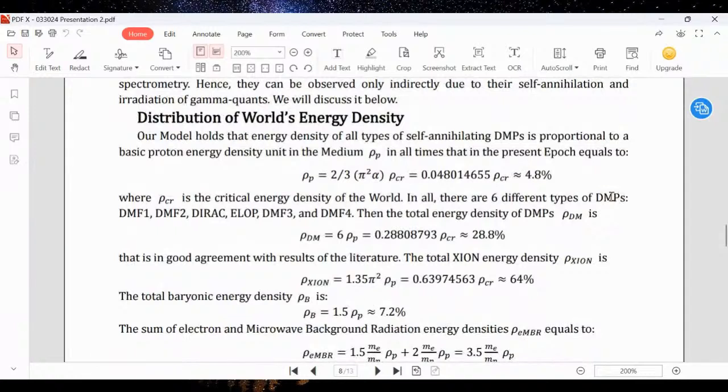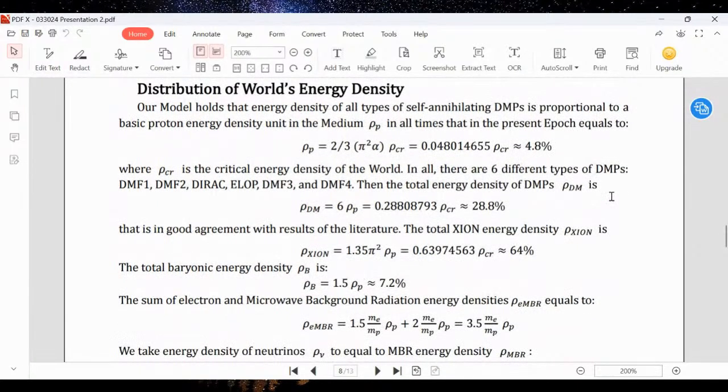Distribution of energy density. Our model holds that energy density of all types of self-annihilating dark matter particles is proportional to a basic proton energy density unit in the medium, rho p, at all times, that in the present epoch equals this equation. It's about 4.8% of the whole matter, where rho critical is the critical energy density of the world.